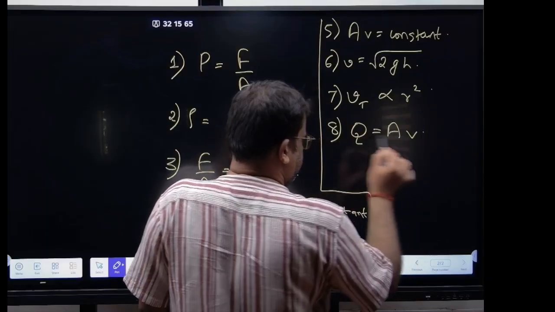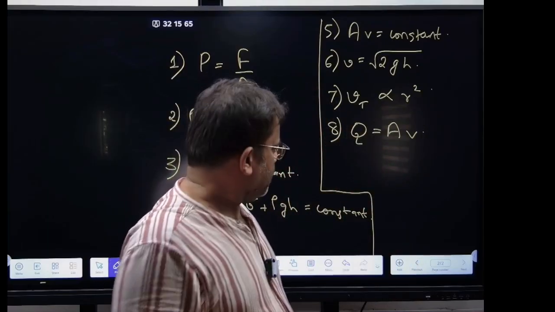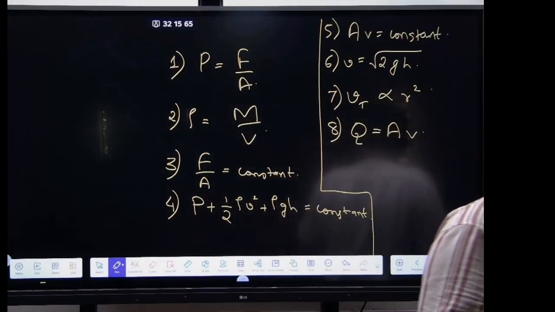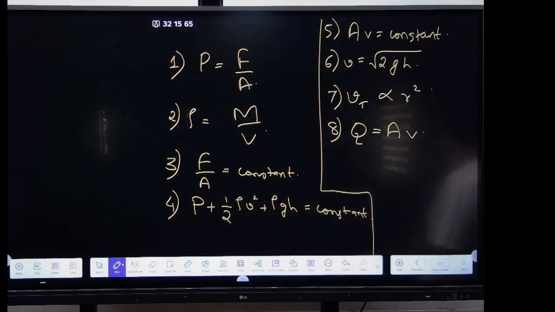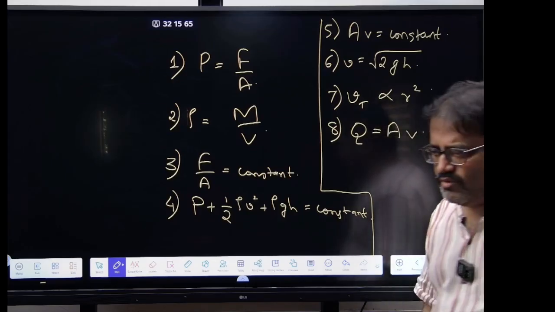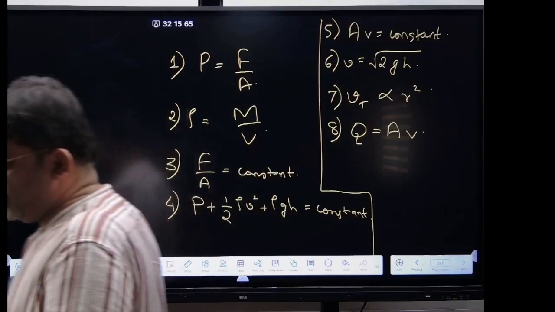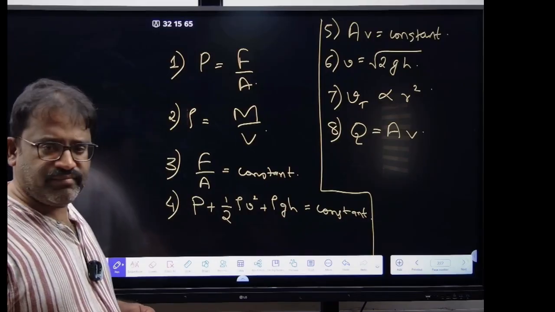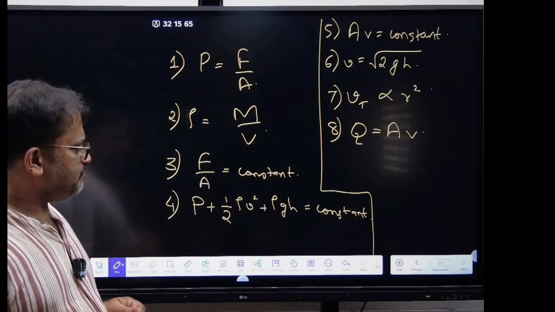Next, you can write, children, the amount of rate of liquid flow per unit time will be Q equal to AV, where A is the area and V is the velocity. Okay, good.